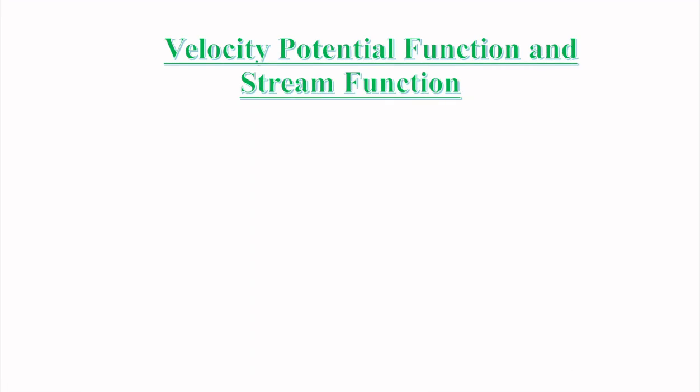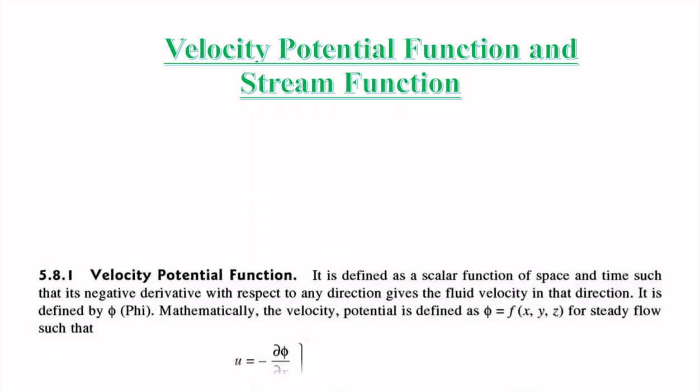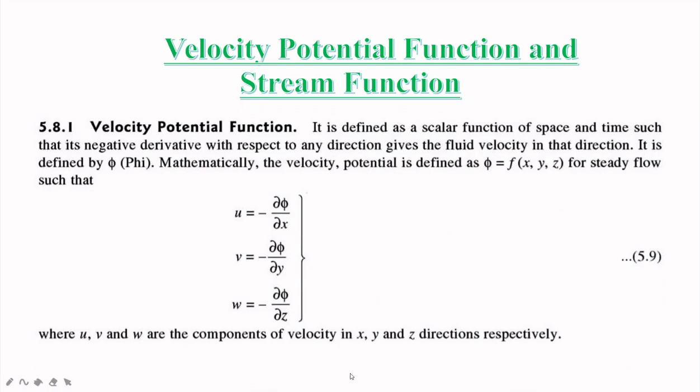Today in this session we will learn about new functions, that is the velocity potential function and the stream function. The velocity potential function is defined as the scalar function of space and time such that its negative derivative with respect to any direction gives the fluid velocity in that direction. It is denoted as phi.